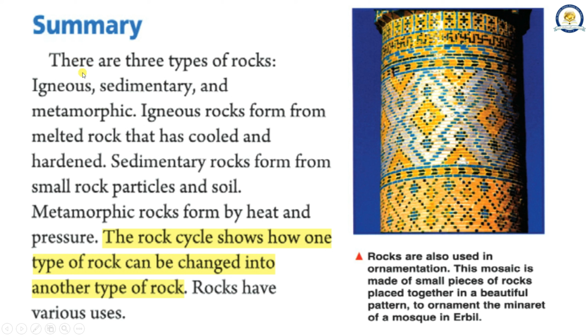Summary. There are three types of rocks: igneous, sedimentary, and metamorphic. Igneous rocks form from melted rock that has cooled and hardened. Sedimentary rocks form from small rock particles and soil. Metamorphic rocks form by heat and pressure. The rock cycle shows how one type of rock can be changed into another type of rock. Rocks have various uses.